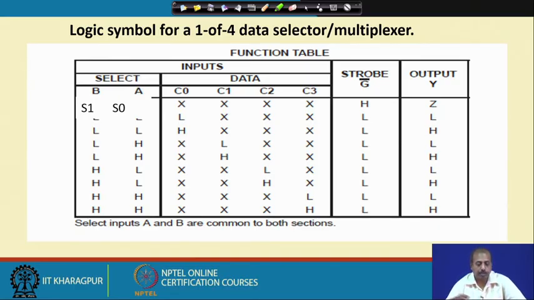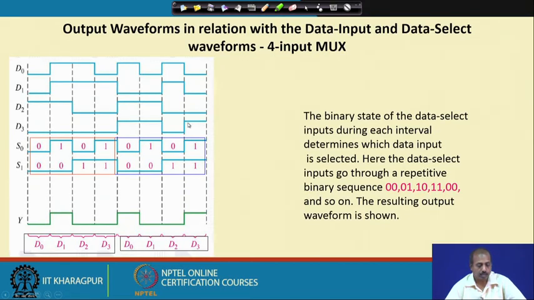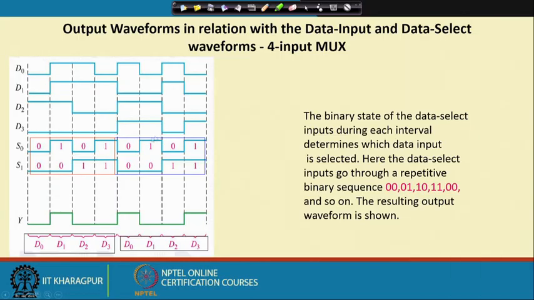When the select inputs S0, S1 are both low, then D0 will be selected. In fact, I think this timing diagram explains it better.